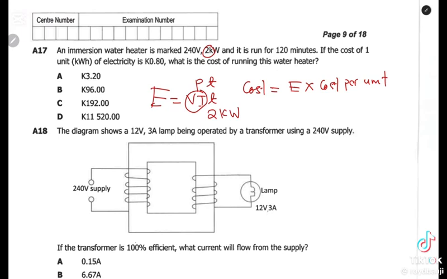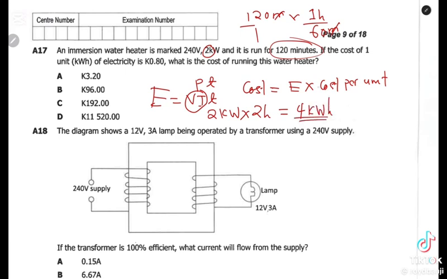Okay, but the time we have it in minutes, so we convert it into what? Into hours. And we know that we have 120 minutes. You know that 1 hour is equals to what? 60 minutes. So minutes and minutes will cancel. Then it's just the same as 120 divided by 60, which is just 2. So multiply 2 hours. And this is going to give us 4 kilowatt hour.